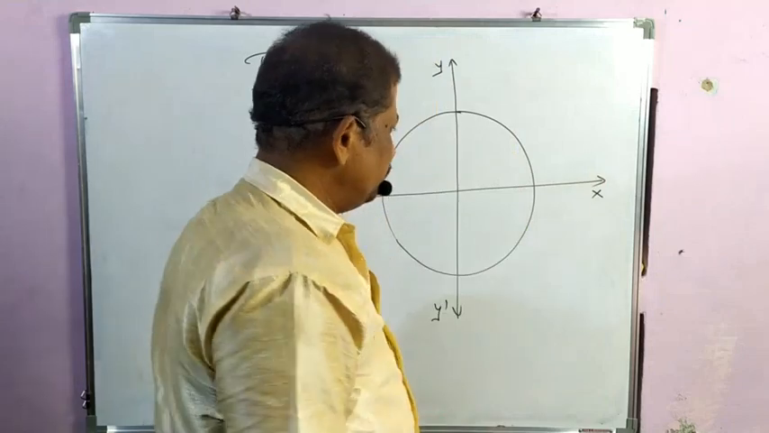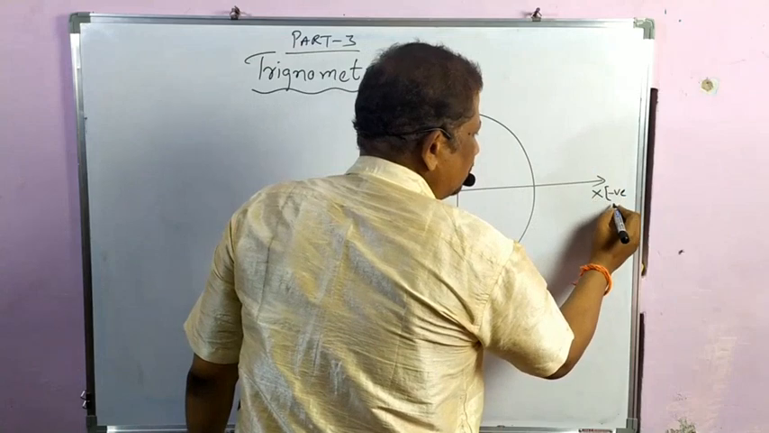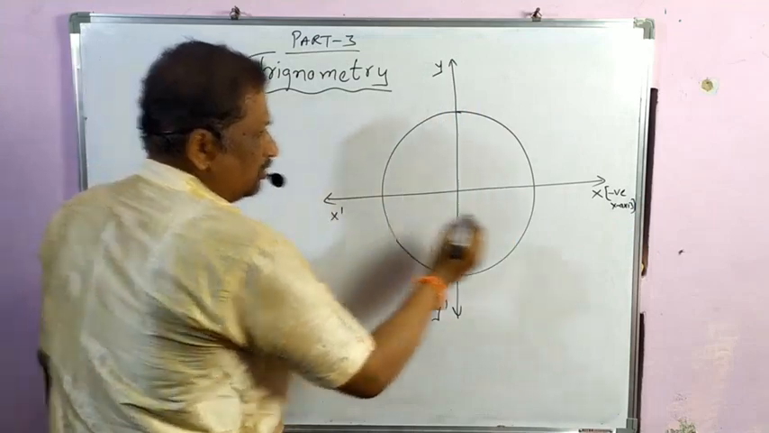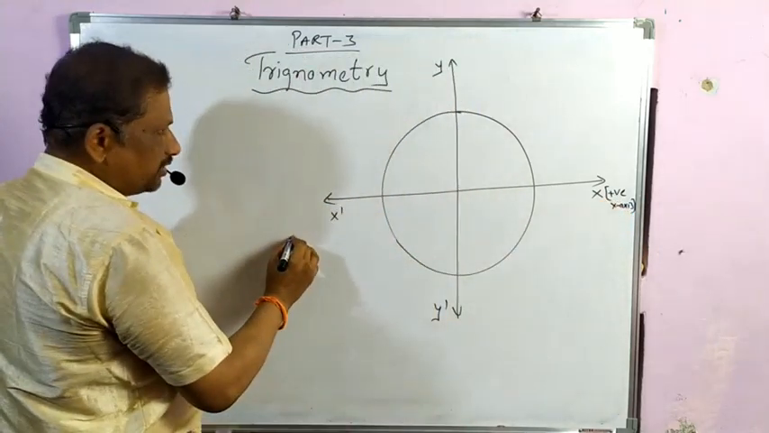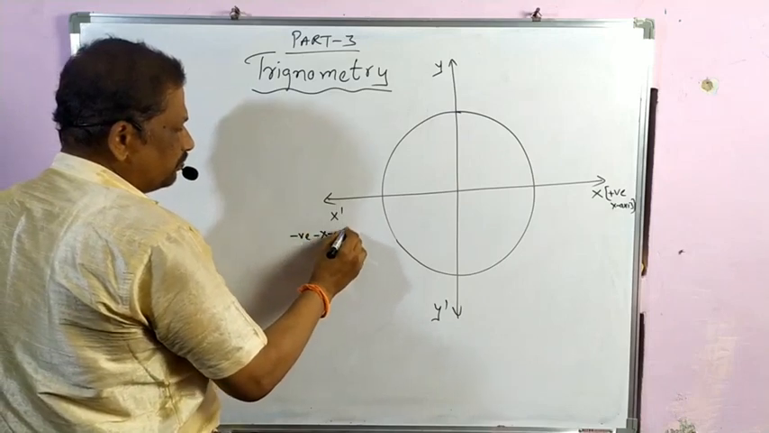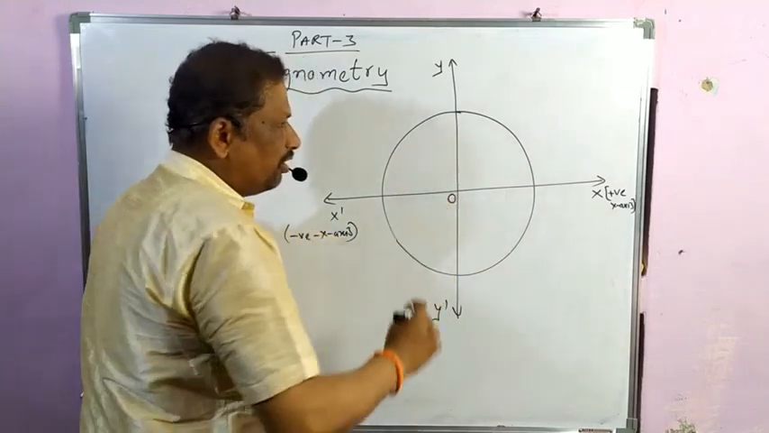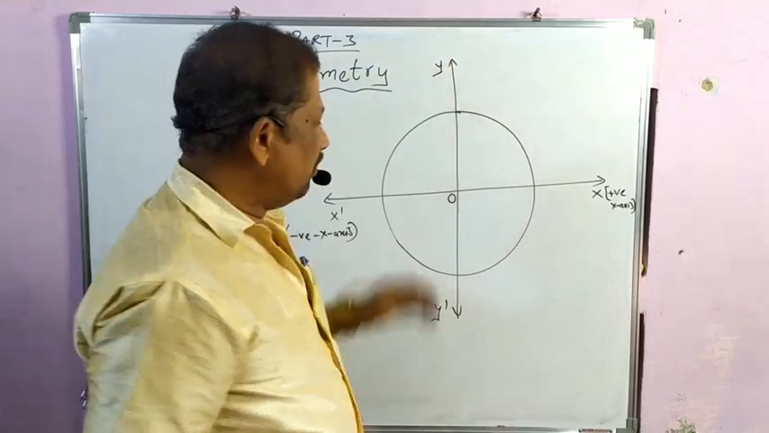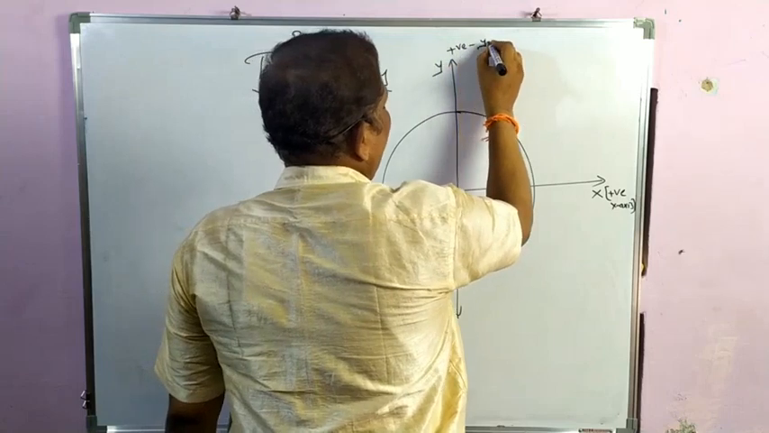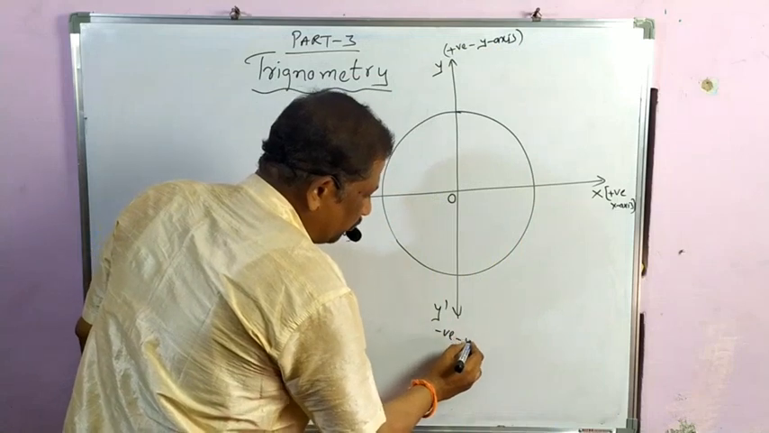parts vertically. So this is the positive x axis, and this is the negative x axis. From here to here we will get negative values. The intersection of the x axis and y axis is the origin, and this is the positive y axis. And this is the negative y axis.